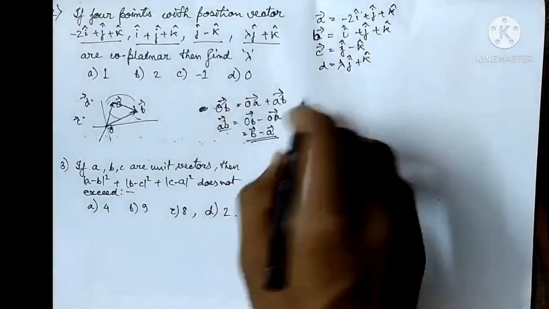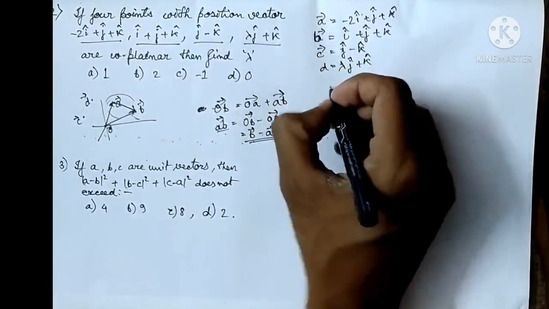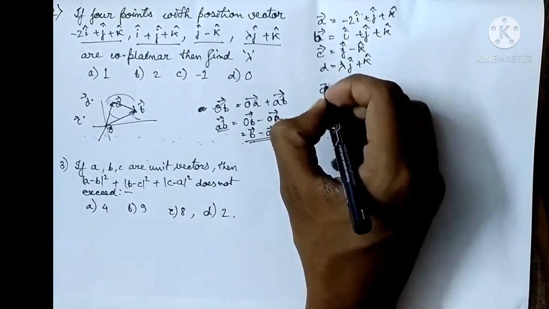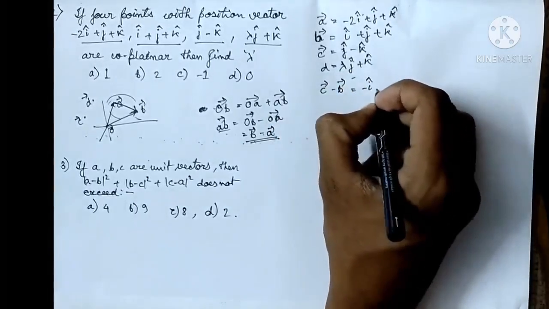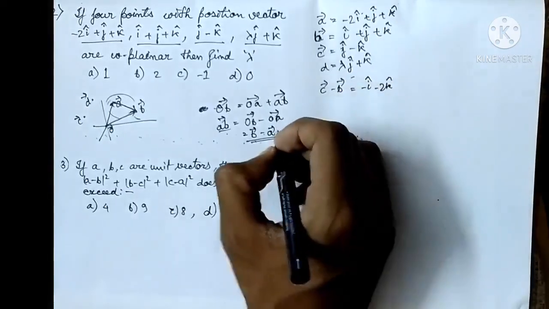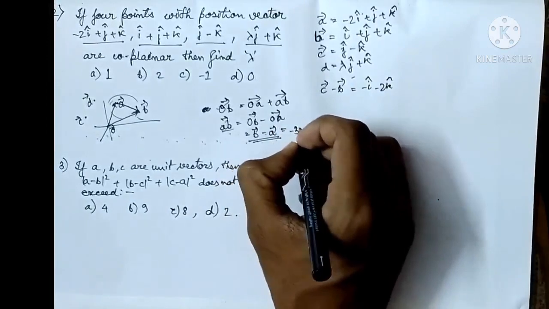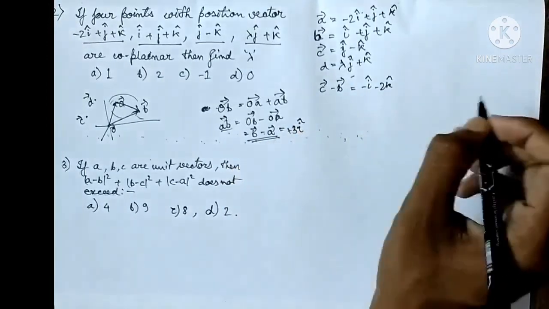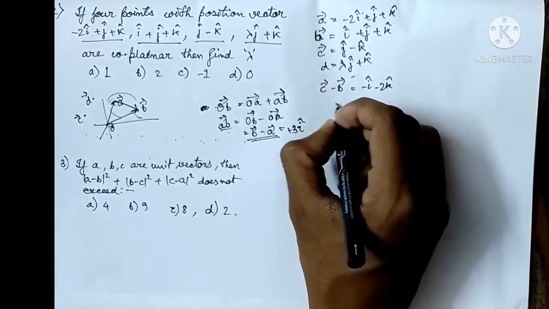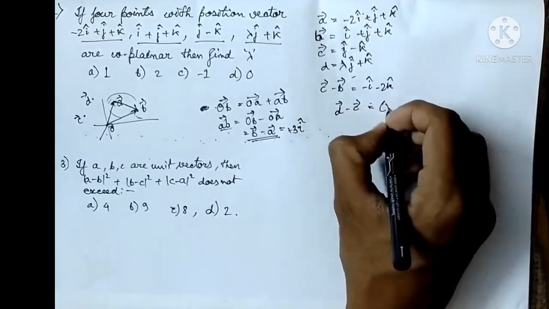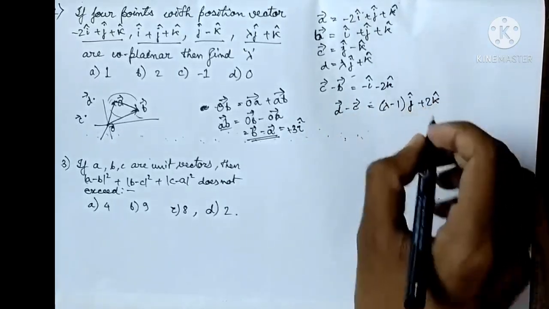So let's say we take C minus B, C vector minus B vector, which would give us minus i cap minus 2k cap, and this one we had not found yet. This would be plus 3 i cap. And the other one would be D minus C, which would give us lambda minus 1 j cap plus 2k cap.